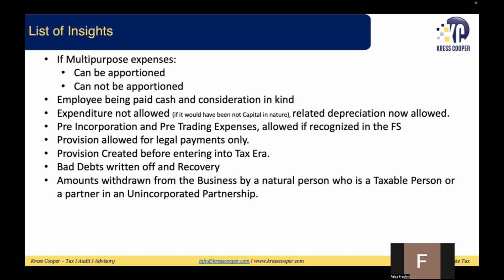So the amount withdrawn from the business by a natural person who is a taxable person, or a partner in an unincorporated partnership. An unincorporated partnership is also a natural person. In both cases, if you are a natural person withdrawing a salary, it will not be allowed, because there is no difference between the natural person and the individual.